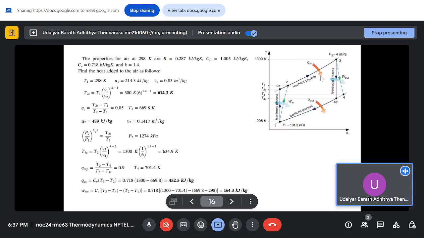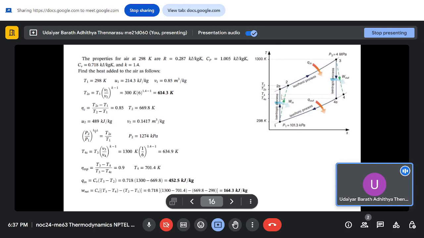2 to 3 is your isochoric process. Previously in a Brayton cycle, you had 2 isentropic processes and 2 isobaric processes. In an Otto cycle, you will have 2 isentropic processes and 2 isochoric processes. Isochoric means your volume is constant. This is what is generally used in petrol engines. So a petrol engine runs on the Otto cycle. You will have 2 isentropic and 2 isochoric processes, and your heat addition and heat rejection happen during an isochoric process.